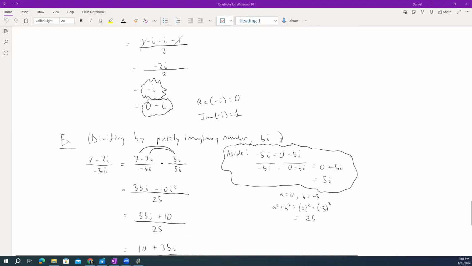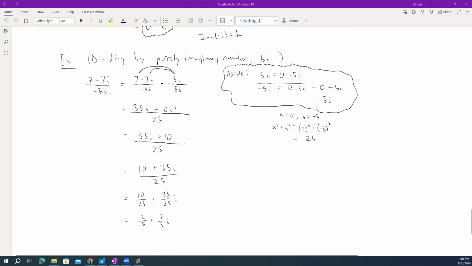Okay, now we did one more example in section 1.4 where we divided by a purely imaginary number, b times i, right? So we have (7 minus 2i) divided by -5i. We approach it the exact same way by taking the complex conjugate of the denominator. So we're going to multiply by the complex conjugate of -5i. Now remember, the complex conjugate just says that you're going to flip the sign on the imaginary part, right? So since this is purely imaginary, we flip the sign on it, it becomes positive 5i.